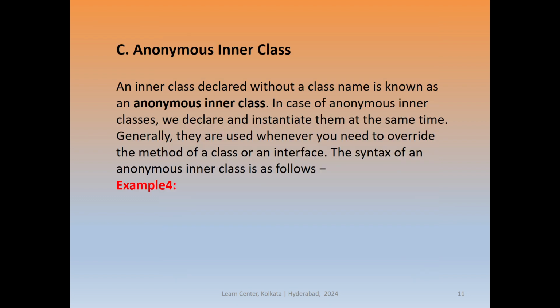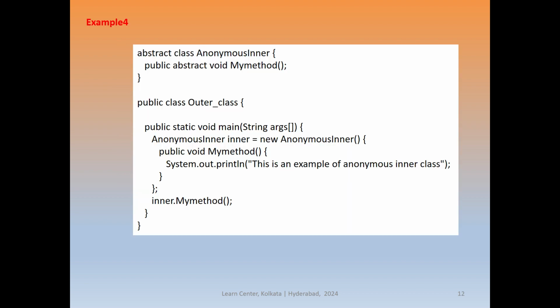Anonymous inner class. An inner class declared without a class name is known as an anonymous inner class. In the case of an anonymous inner class, we declare and instantiate them at the same time. Generally, they are used whenever you need to override the method of a class or an interface. The syntax of the anonymous inner class is shown in the following example.